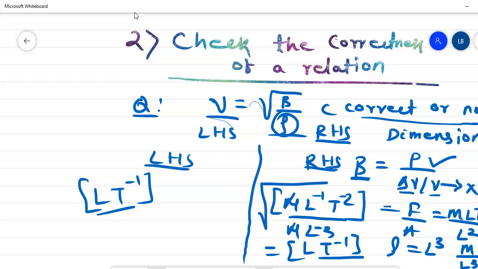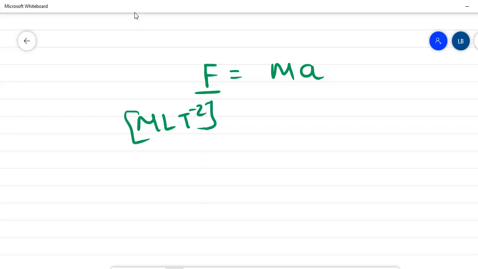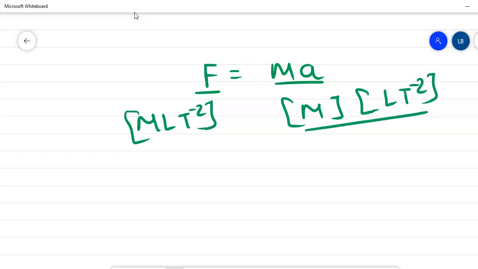I can also take another very quick example. Suppose I write F equal to mass into acceleration. I will ask whether this is correct or not. I know the dimension of F is M L T minus 2. This is the dimension of the left hand side. What is the dimension of the right hand side? This is M, and A carries the dimension L T minus 2. So I also got this.